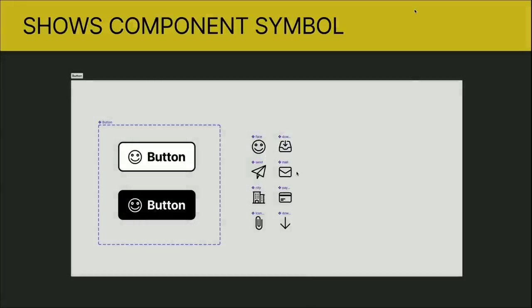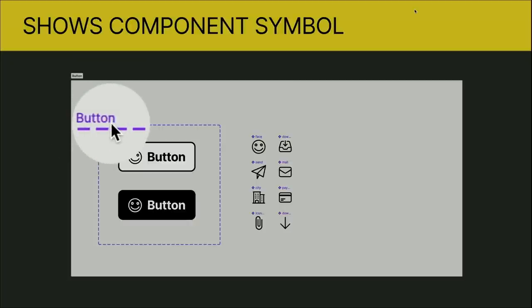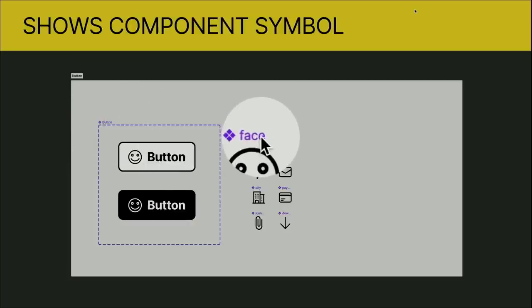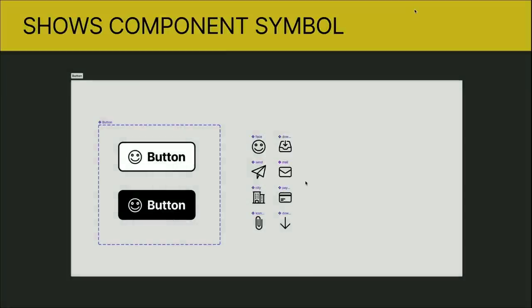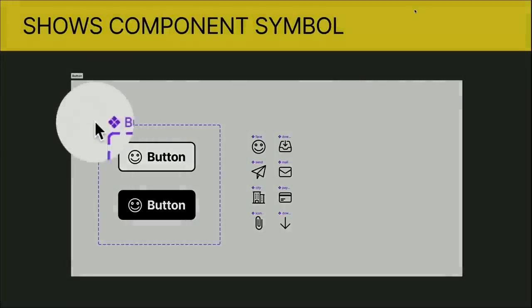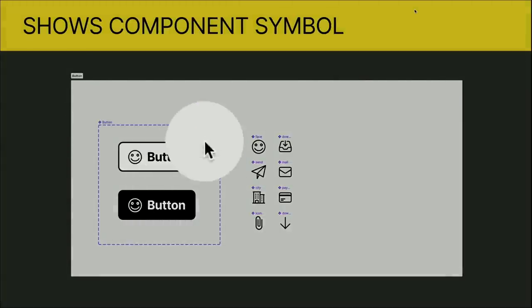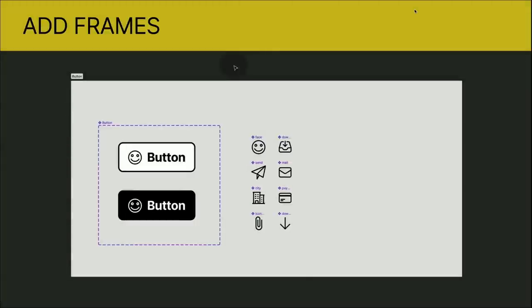So one thing I like about sections is that all the information around your component keeps on showing up. So you have the little symbol signs and everything. Now, this seems really minor, but if someone enters your file that doesn't know its way around, it's actually really great, and they don't need to jump through the layers panel.